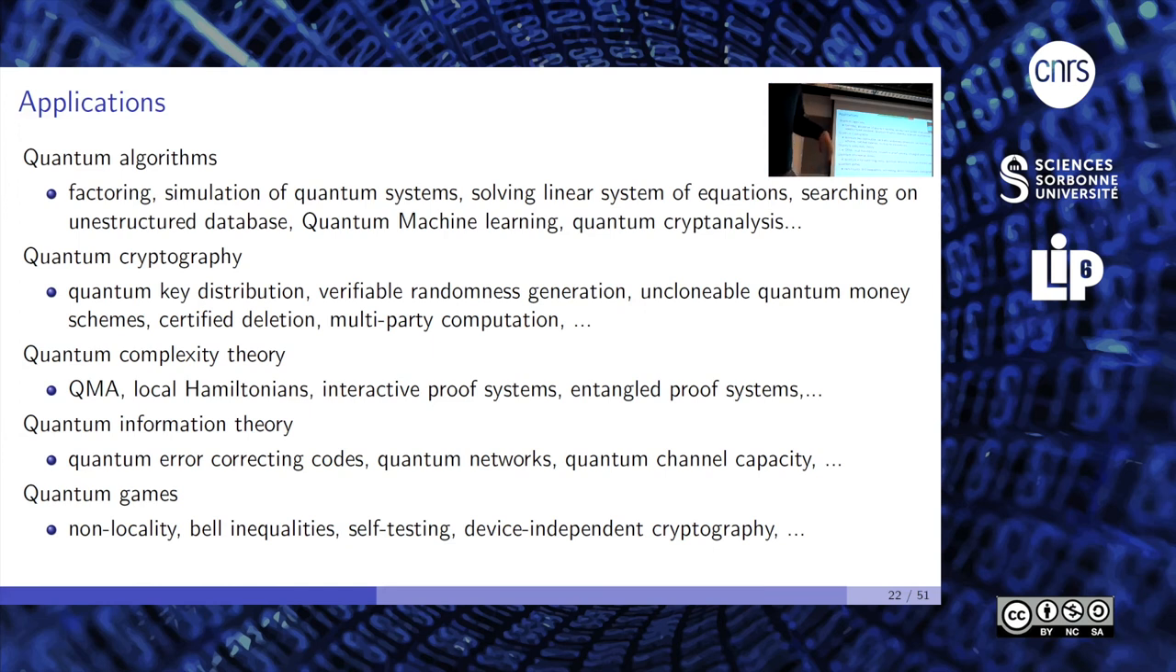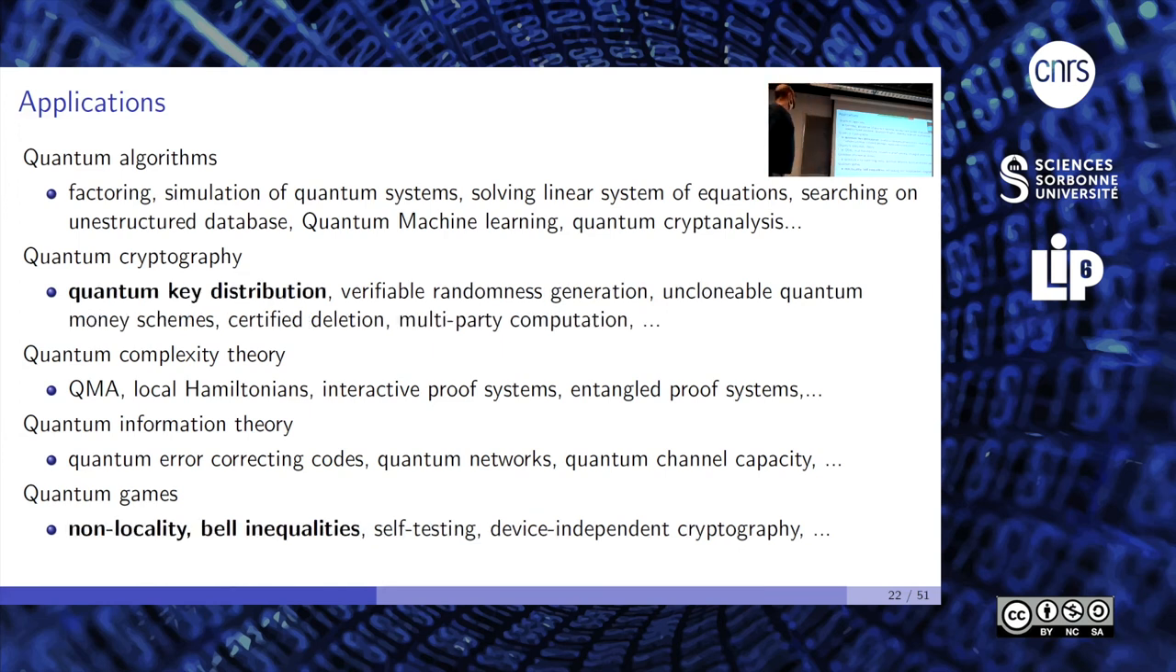And my goal today is to present two of them. I want to explain a bit how to use these properties of quantum states for quantum key distribution. And if I have time, I'll also talk a bit about non-locality and Bell inequalities. This is what Einstein called the spookiness of quantum mechanics. It comes from these Bell inequalities.